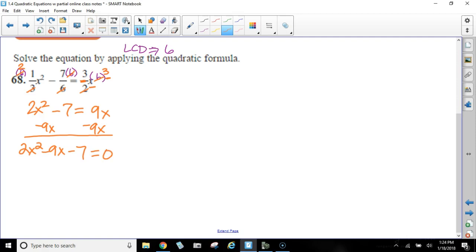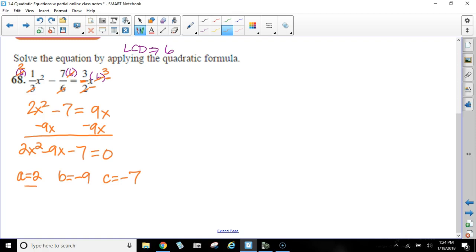Now again, let's pick out the a, the b, and the c. The a value for this equation is 2. The b value is a negative 9. It's important you bring those signs with that. Okay? And the c value is a negative 7.